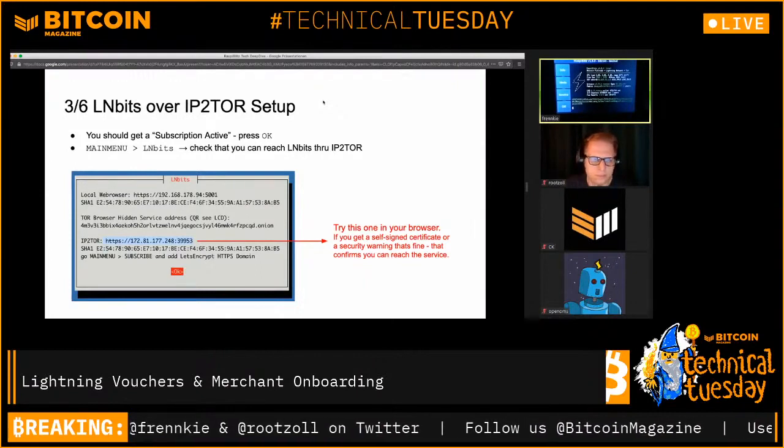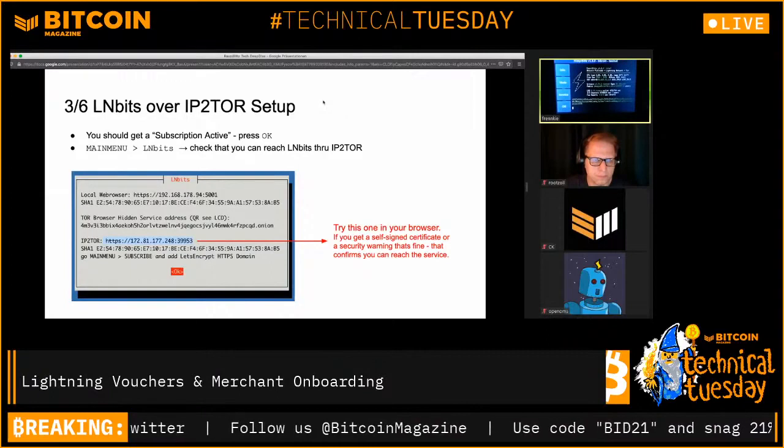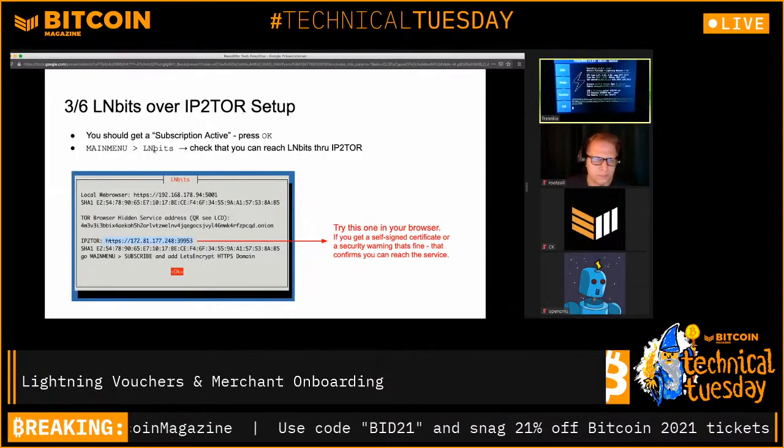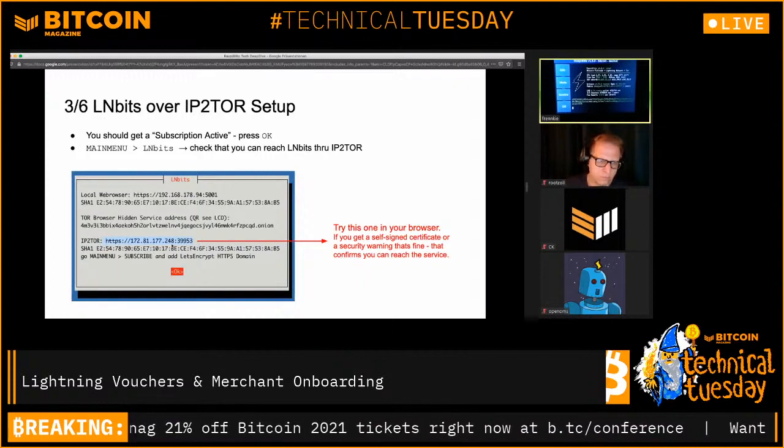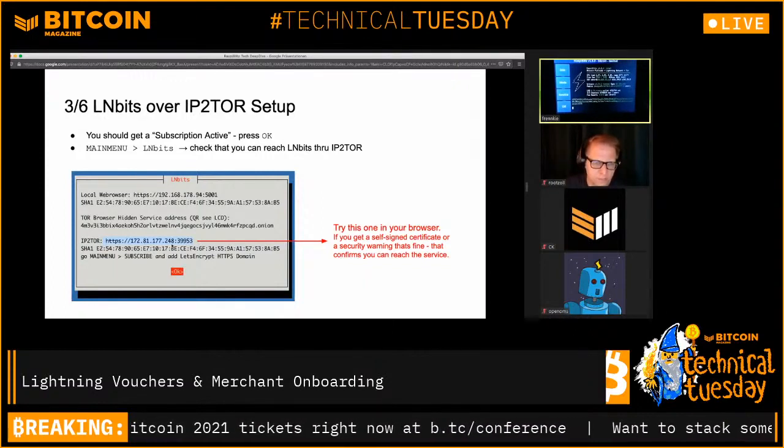Okay, so basically that hopefully should work. And you can look this up in the LNbits main menu item. Then you should have a new line added here with the data you need to access via the IP2TOR bridge you just purchased.